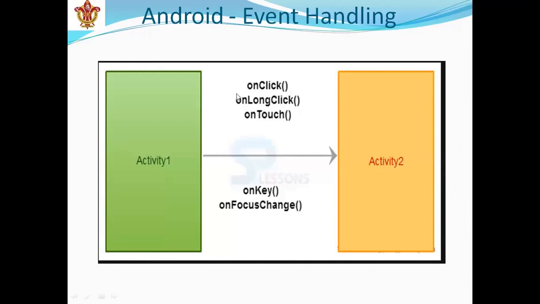So in the diagram here, you can see activity 1 and activity 2. There is one arrow going from activity 1 to activity 2. So on click, we can go from activity 1 to activity 2. On long click, long press, we can also go from activity 1 to activity 2, and on touch, we can go from activity 1 to activity 2.